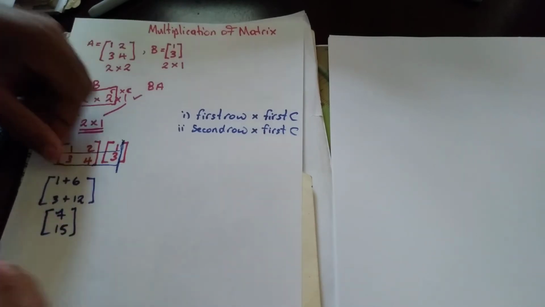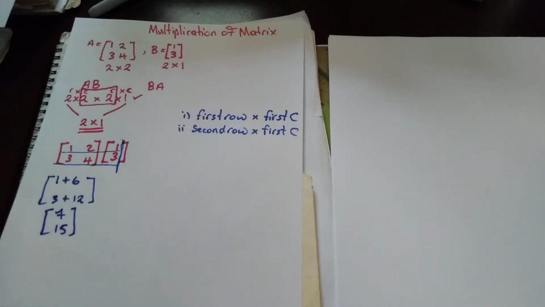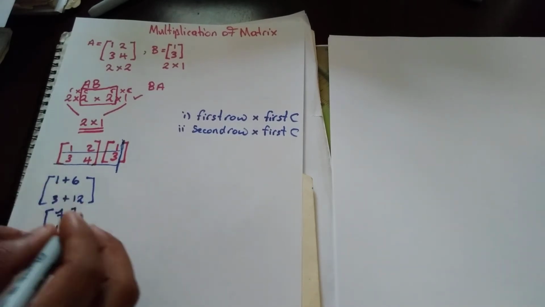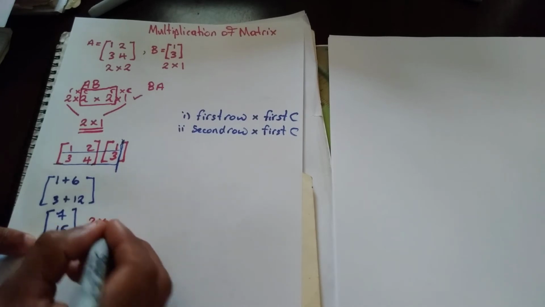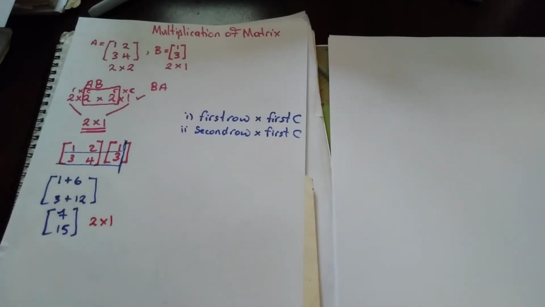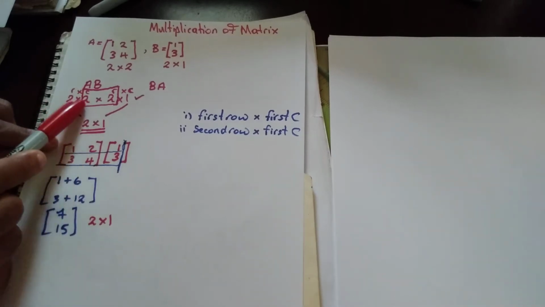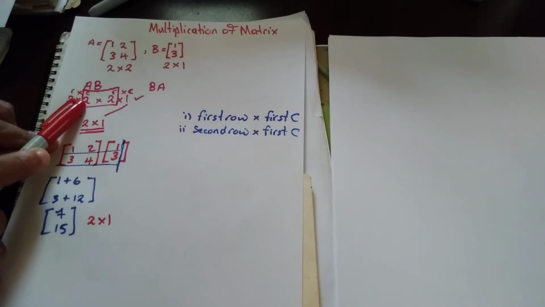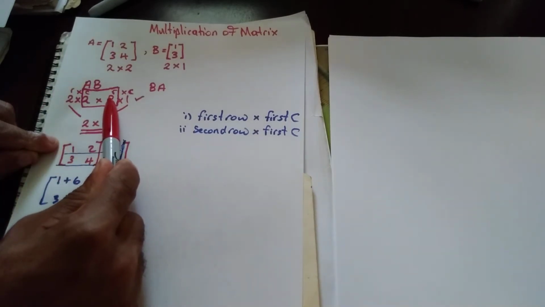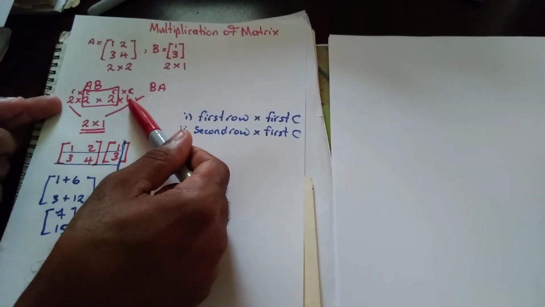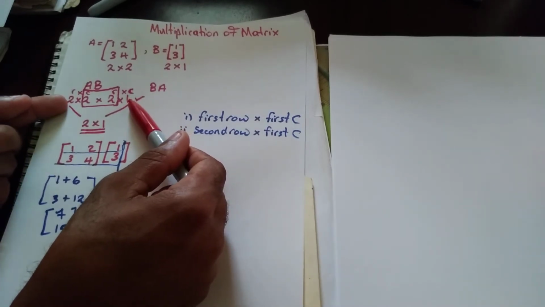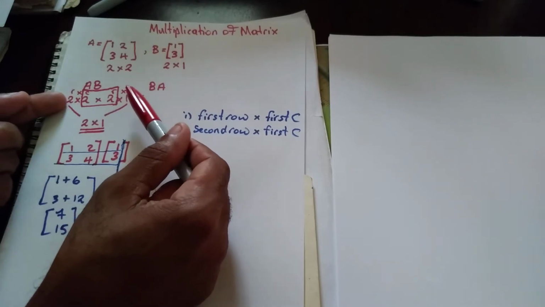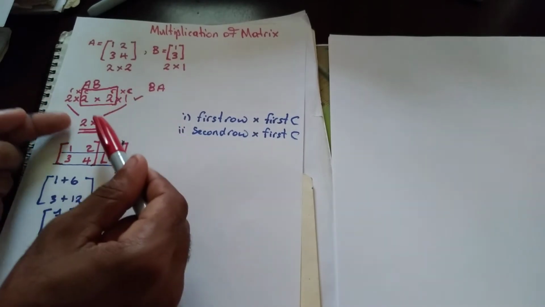And if you look at the result, what order is the result? 2 rows, 1, 2, and 1 column. So as you can see, to determine if two matrices are conformable, or if they can multiply by each other, you have to make sure that the number of columns in the first matrix is equal to the number of rows in the second matrix, and the result is going to be the number of rows of the first matrix and the number of columns of the second matrix. That's going to be the result.